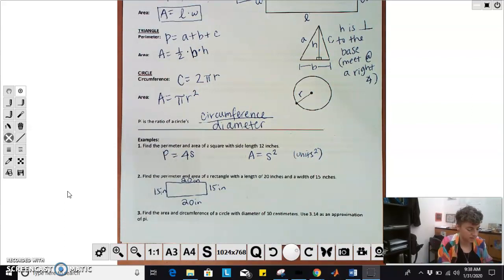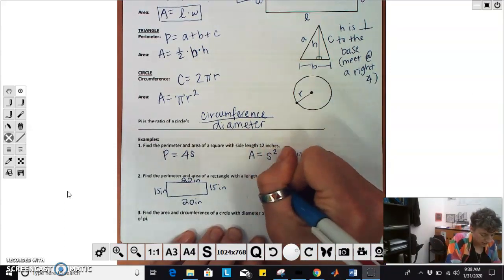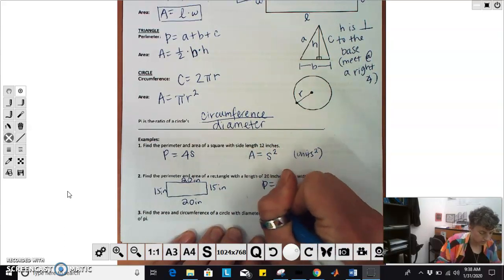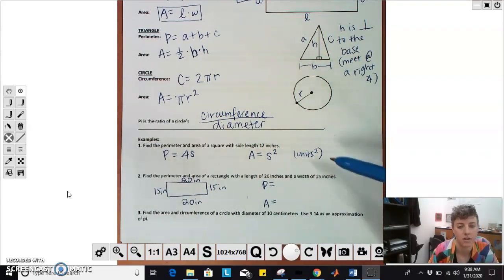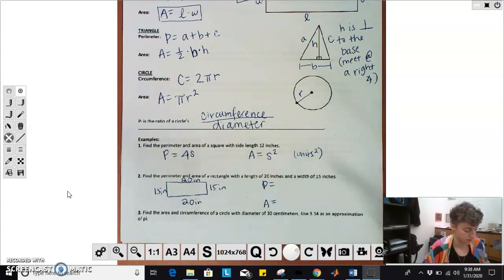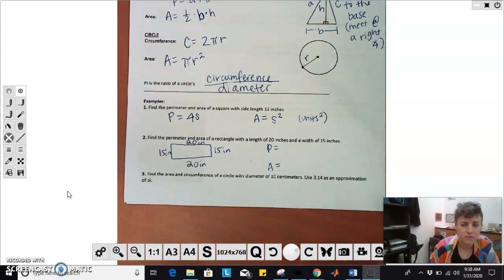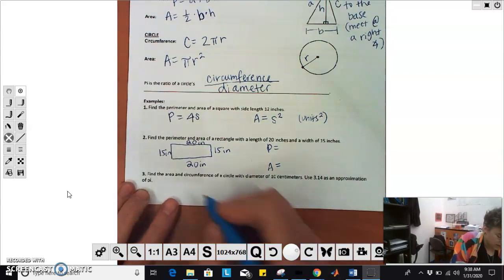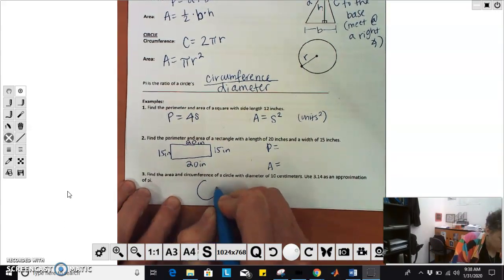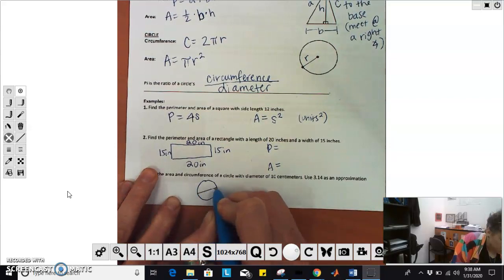So you're going to find the perimeter and the area. Again, make sure for area you have your units squared. And number 3, find the area and circumference of a circle with a diameter of 10 centimeters. We've got a circle. The distance all the way across is 10 centimeters.